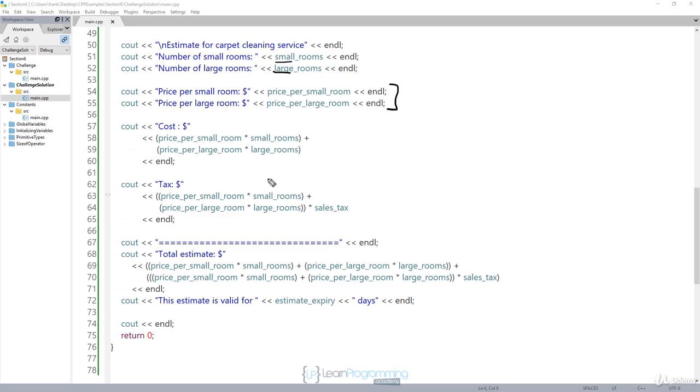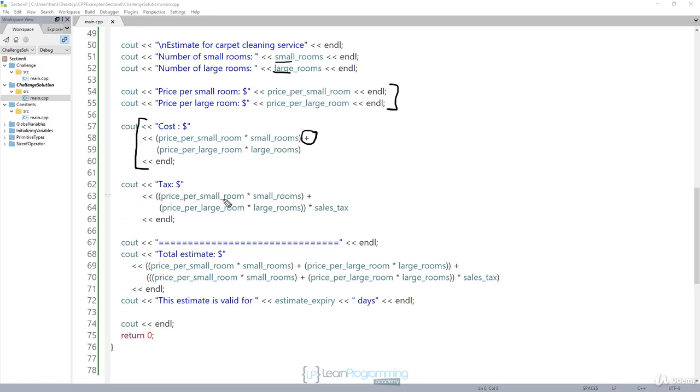And we calculate each one by price per small room times the number of small rooms plus, and there's my plus sign. Remember, you can split these across lines so you can line up the insertion operators like that. It makes them nice and easy to read. So in this case, I'm just calculating the cost for the small rooms, and I'm adding the cost of the large rooms to it. Same thing with tax.